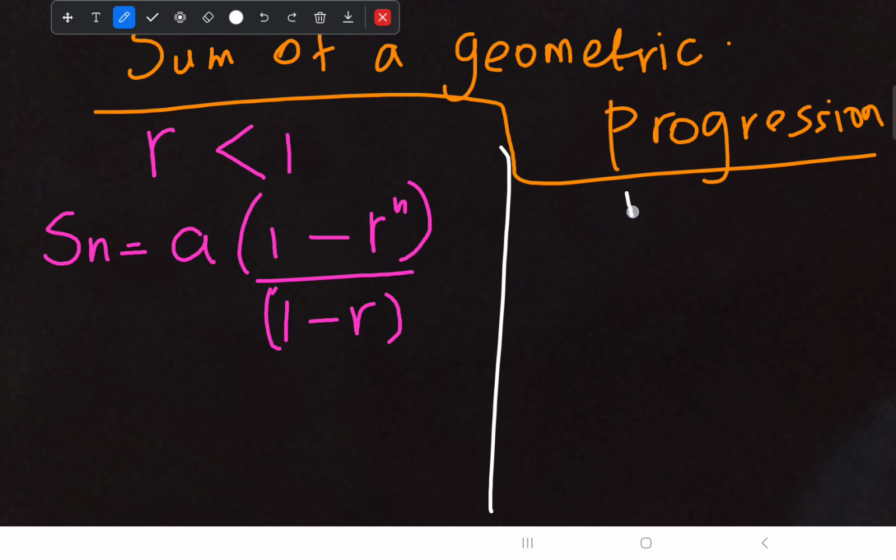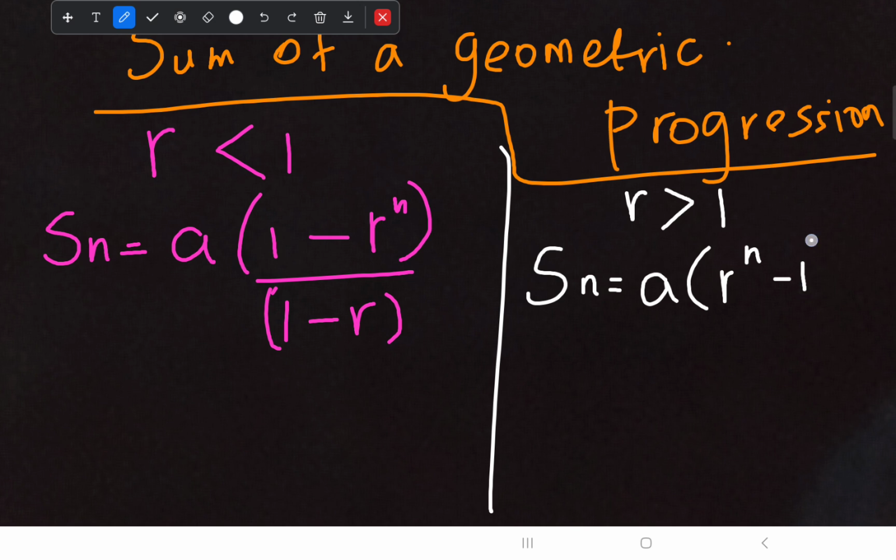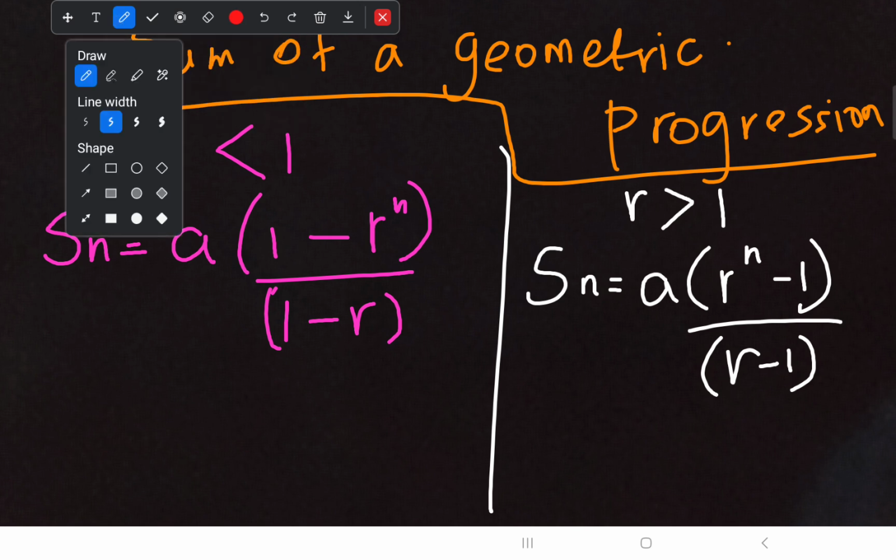Then, if R is greater than 1, Sn equals A into R to the power of n minus 1 upon R minus 1. Yes, there is a relationship. You can see the relationship clearly here.